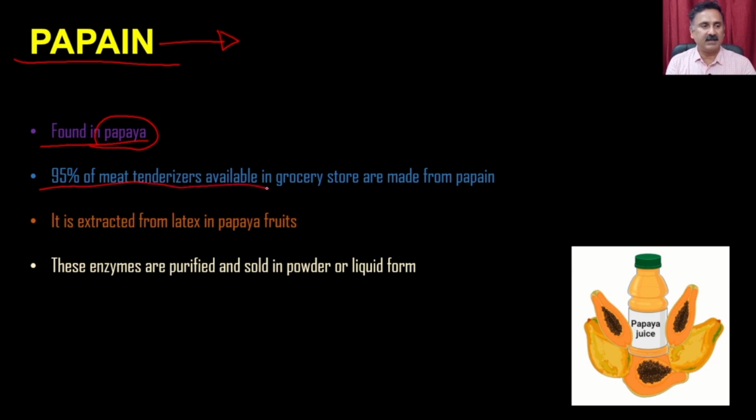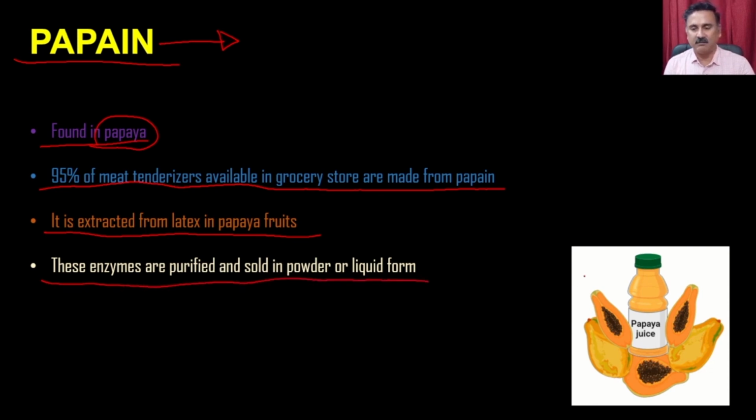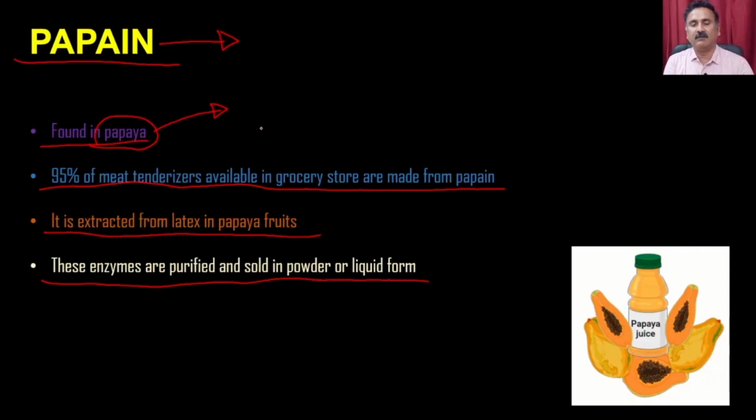90% of meat tenderizers available in grocery stores are made from papain. It is extracted from the latex in papaya fruits, and these enzymes are purified and sold in powder or liquid form. So papain is a very important enzyme present in the papaya, and it is used for softening of the meat so that it enhances the taste of the meat, and it is also easy to digest.